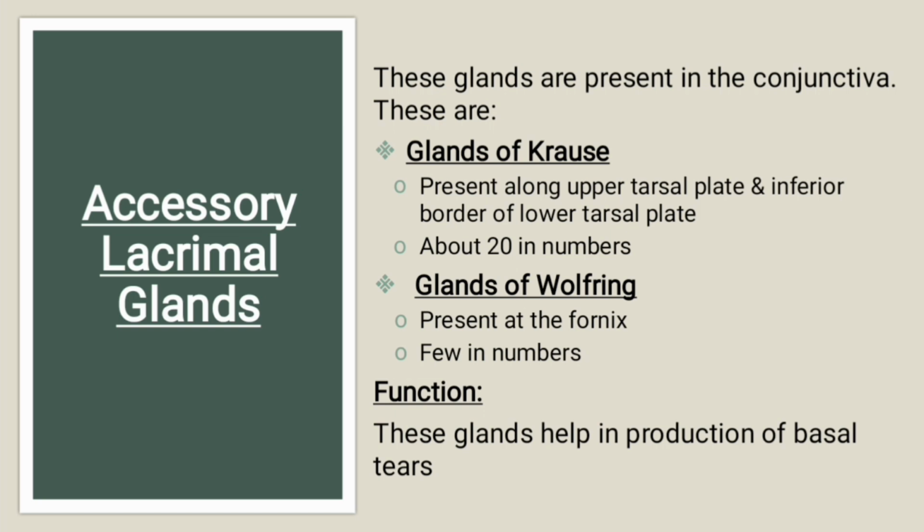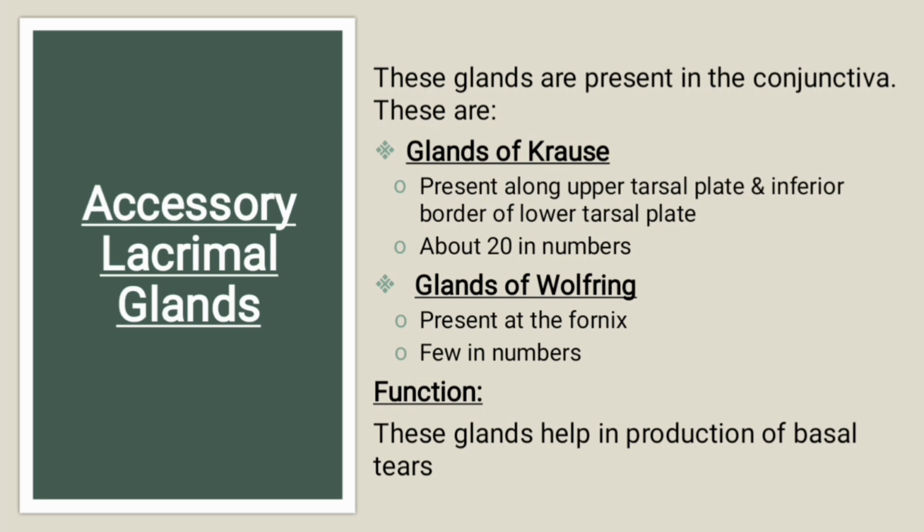And one more thing, we have two types of tears. One is the basal tear, while the other is the reflex tear. The glands of Krause and Wolfring help in the production of the basal tears, as the basal tears are the ones that are present all the time on the surface of the eye, providing nourishment and moisture to the ocular surface, right? But the reflex tears are the ones that are produced in case of any emergency, or in response to any foreign particle, right?